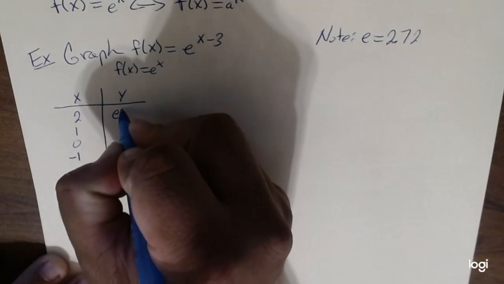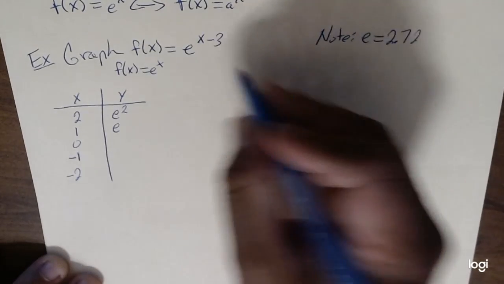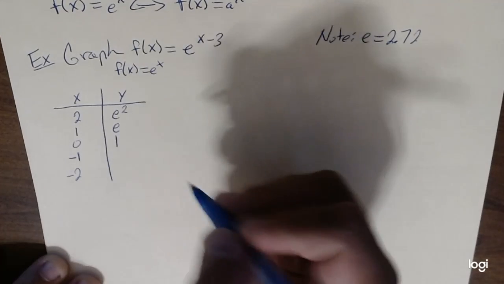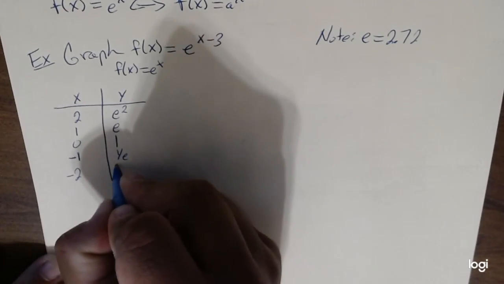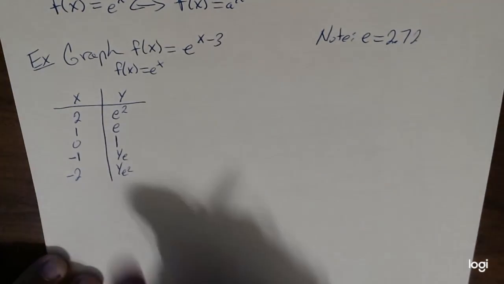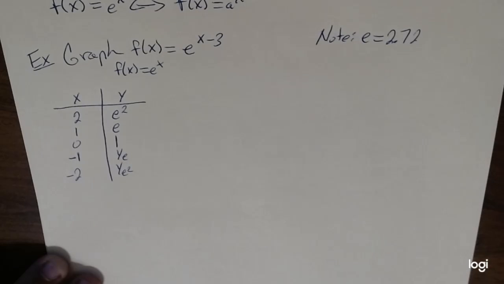I'm just going to put e squared, e, and essentially this is just going to be 1 no matter what. This is 1 over e, and this is 1 over e squared. Again, you could just plug it in to get the actual numbers, but for our case, we just care about what's happening here.